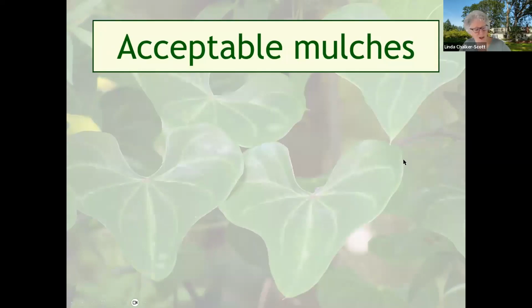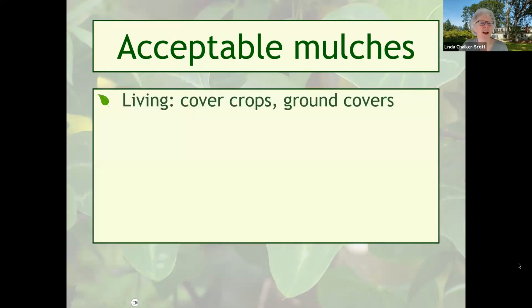I've decided now not just to list mulches, but to put my stamp on it in terms of what's acceptable and what's not, because there are so many bad mulches. There's unfortunately more bad mulches than good mulches. But acceptable mulches, in my book, are living mulches, which could include cover crops, which might be good for your vegetable garden, and ground covers for your landscape.